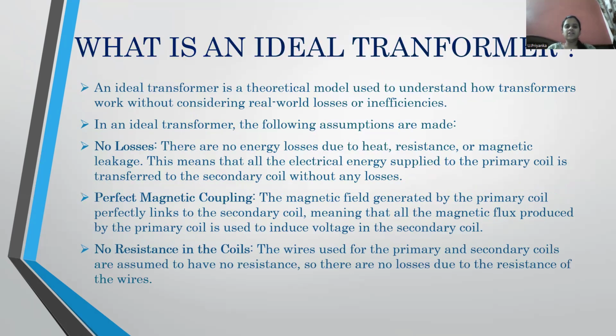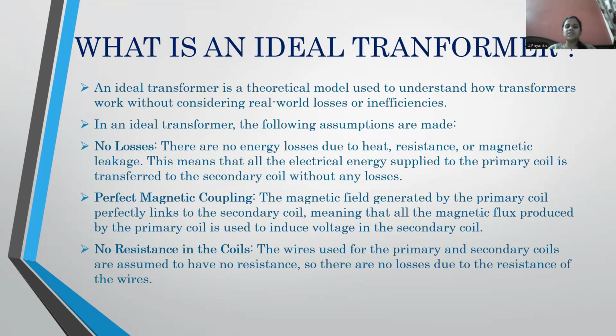So then what is an ideal transformer? An ideal transformer is a theoretical model used to understand how transformers work without considering real-world losses or inefficiencies. In an ideal transformer, the following assumptions are made. No losses: there are no energy losses due to heat, resistance, or magnetic leakage. This means that electrical energy supplied to the primary coil is transferred to the secondary coil without any losses.